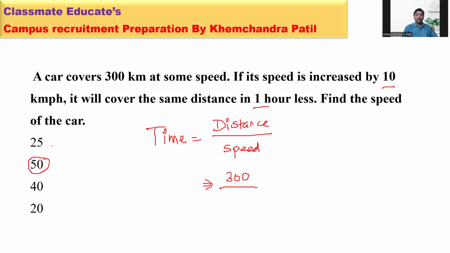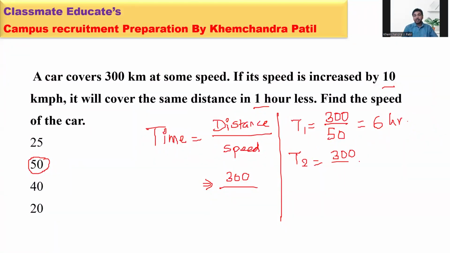नाउ 20 से भी हो सकता है वैसे, 40 से भी हो सकता है। सो लेट अस टेक दिस 50। अगर मैं ऑप्शन लेता हूँ, सो हाउ मच टाइम आई विल गेट हियर, 6 आवर्स आई विल रिक्वायर। 300 divided by 50, that is 6 hours. Now, this is first time, this is second time. If I'm increasing the speed by 10 now, so new speed will become 60 kilometer per hour. 300 divided by 60, that is equal to 5 hour.